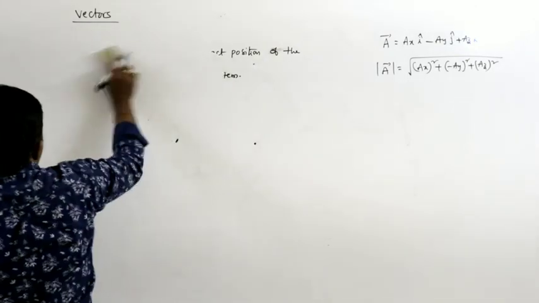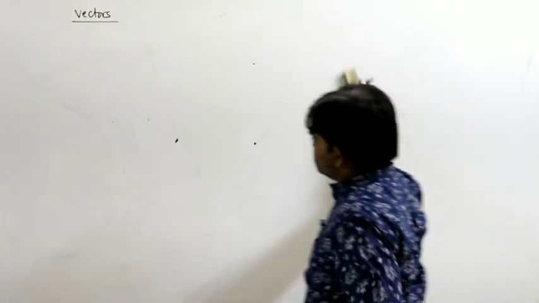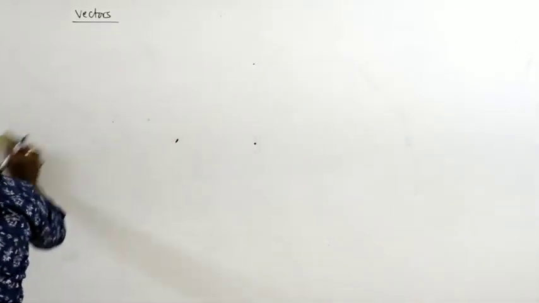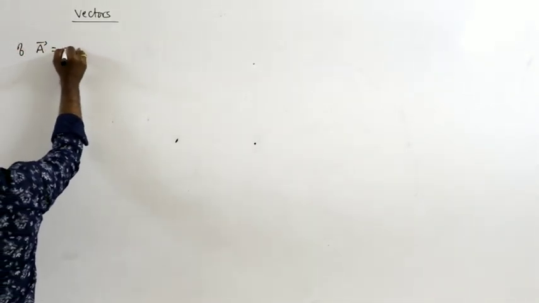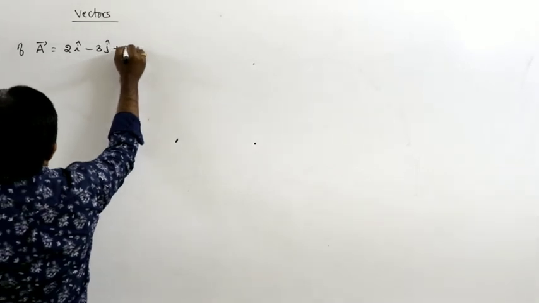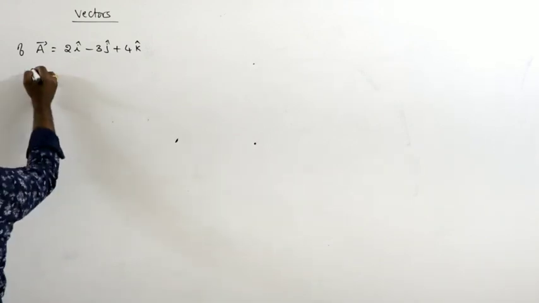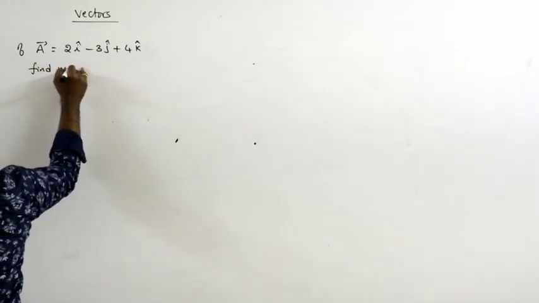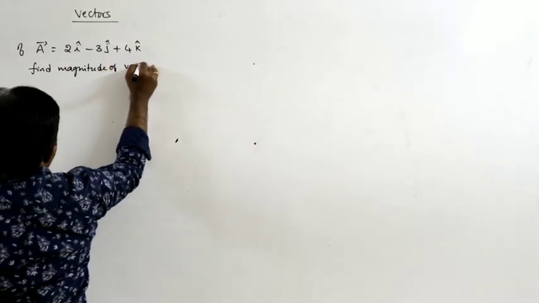So this is the exact way to represent the position vector. Next, if a bar is given as 2i minus 3j plus 4k, let us say, find the magnitude of the vector.